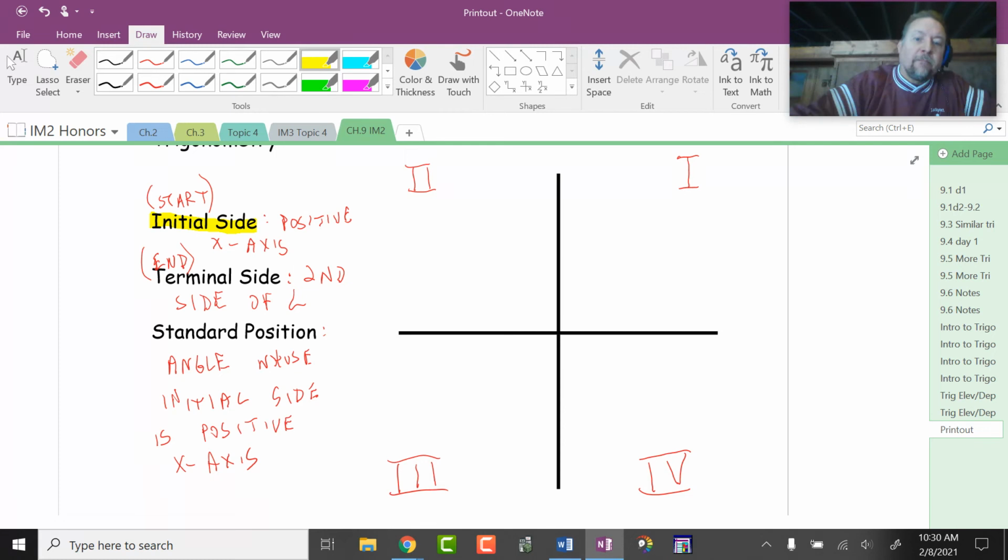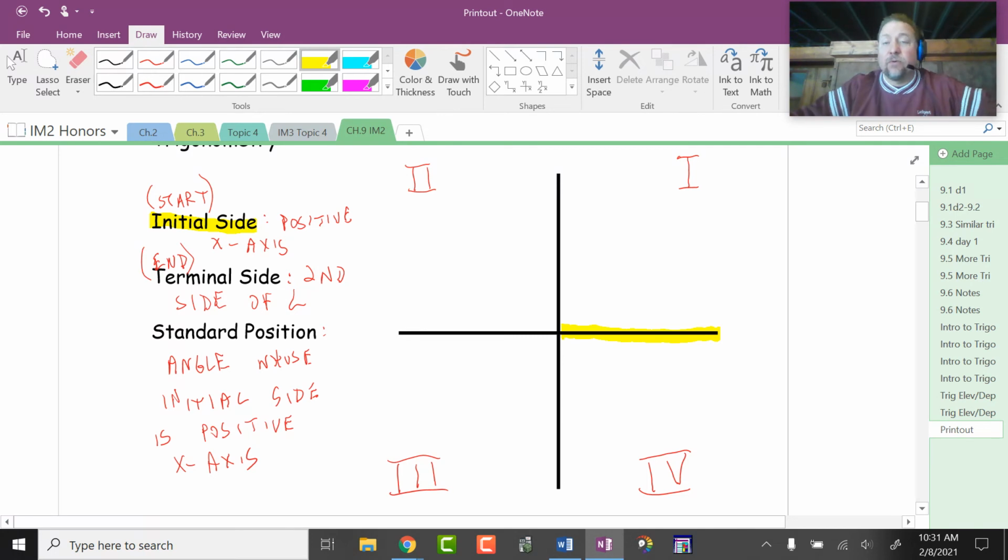So here's the first thing. The initial side, when I'm talking about coordinate plane trigonometry, is always the positive x-axis. That is always where your angles are going to start. I'm going to draw some angles after I show you a couple other things. But we need 2 sides to make an angle. So the initial side is always the positive x-axis. The terminal side could be anywhere, in any of the 4 quadrants, or even on an axis. So that's what standard position is.